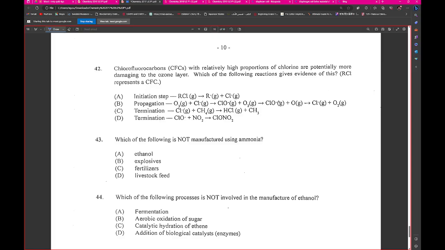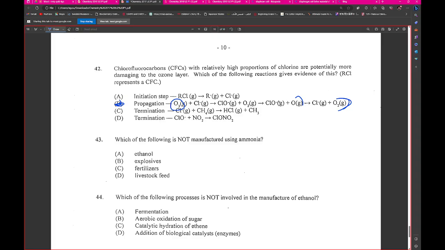Chlorofluorocarbons with relatively high proportions of chlorine are potentially more damaging to the ozone layer. Which of the following reactions gives evidence of this? B, as in boy? Yeah. Okay, why would you state that? Because it's ripping apart ozone? Yeah, it's showing you how the ozone is destroyed by it. Alright, so it's showing the destruction of ozone back into molecular oxygen and atomic oxygen. So I think B is demonstrating the destruction, so I think it makes sense.